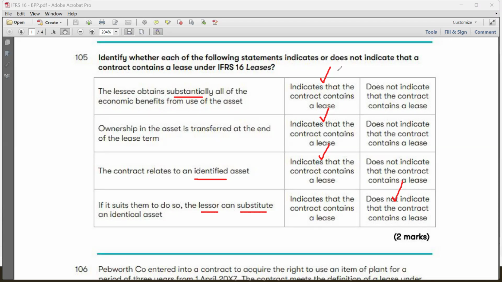So the first three statements relate to a lease, and the last one does not, where we get to have all the benefits related to the asset, we get to have the ownership, and we have this specific asset. Okay, so I hope this is clear. This was a theoretical point related to IFRS 16. Okay, so moving on to the next one, hoping that this is understood. So let's clear the drawings and move on.